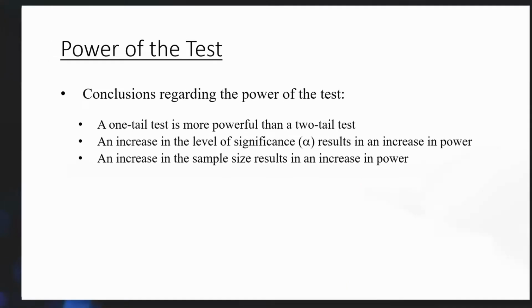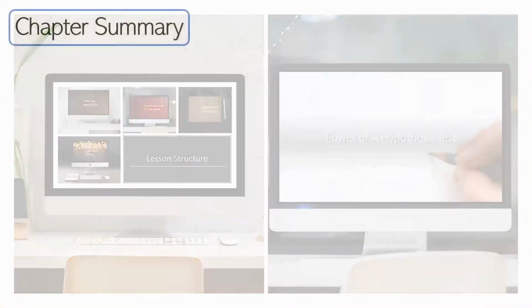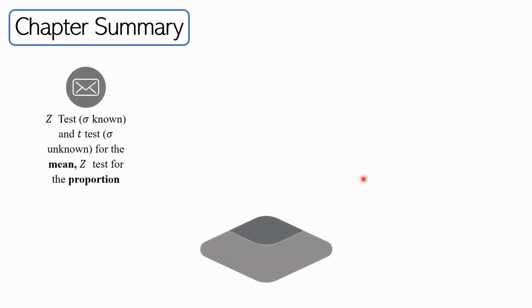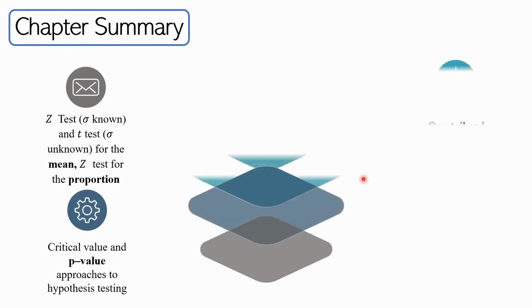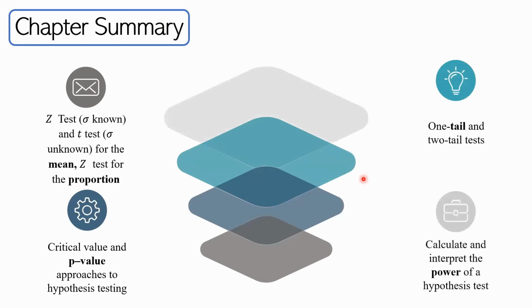So that is it for this particular chapter. So the chapter summary, we talked about Z test, sigma known and sigma unknown, the t test case for mean, and the Z test for the proportion. Critical value approach, we talked about one tail and two tail test, and we talked about power of a hypothesis test. This is what we looked at in the chapter summary.